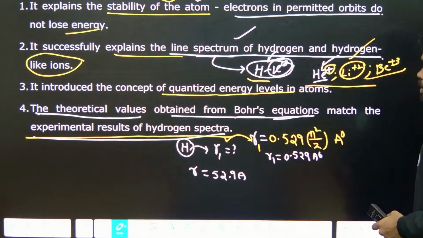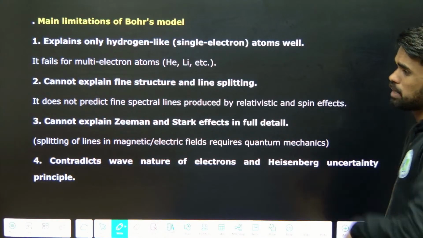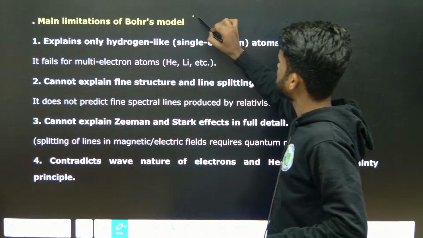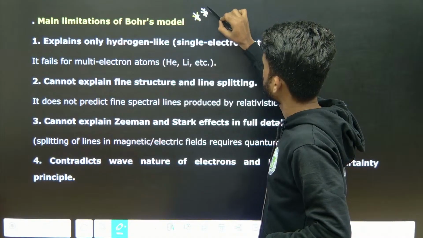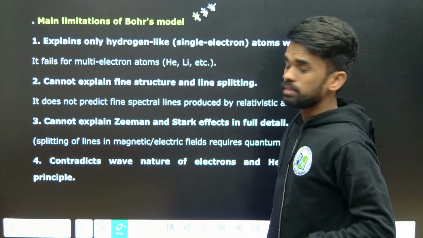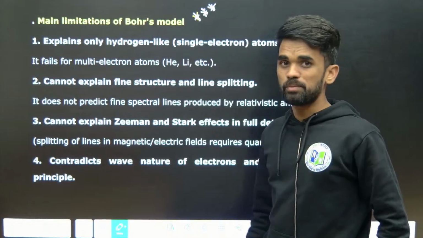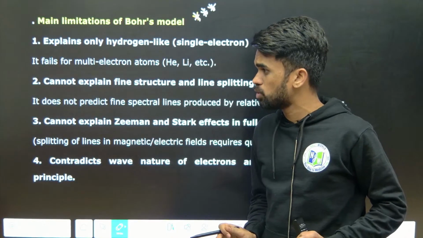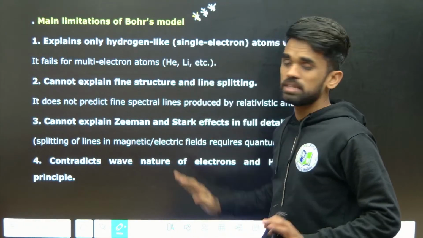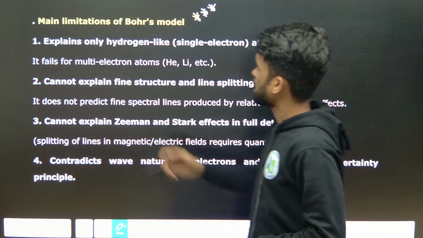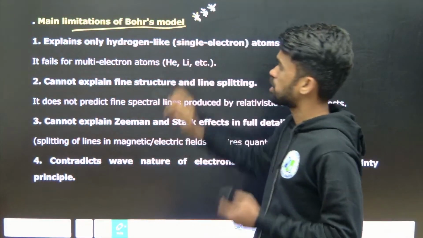Right, now there are some limitations. If you understand these limitations, that's enough. This is the last part of Bohr's atomic model. In whatever way they may ask you the question, you just need to explain these points, that's it. So the main limitations of Bohr's atomic model are what?